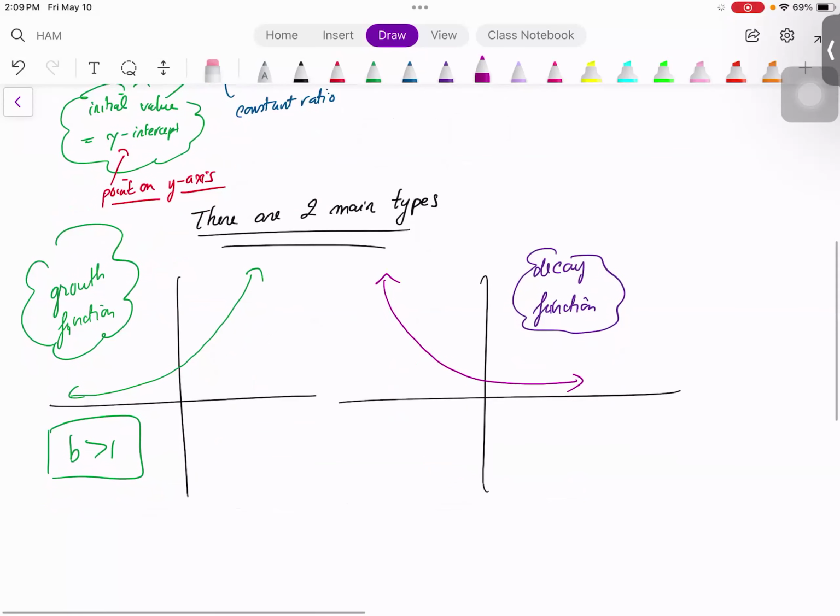And when do you know it's a decay? It's not only less than 1, but it also needs to be larger than 0. Look at here. It needs to be between 0 and 1. So it not only needs to be less than 1, but it needs to be positive, larger than 0. Okay? So think about the numbers between 0 and 1.